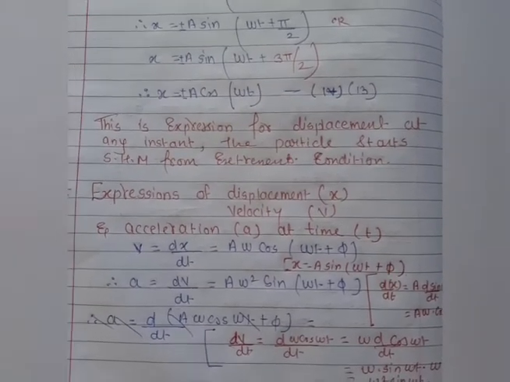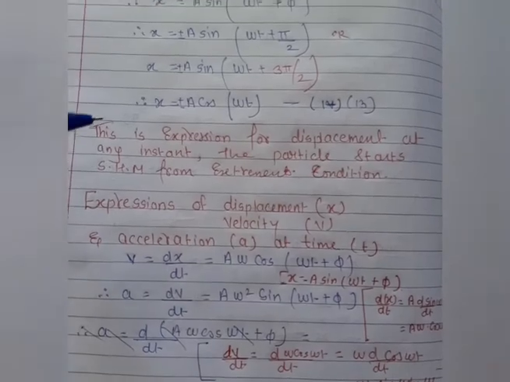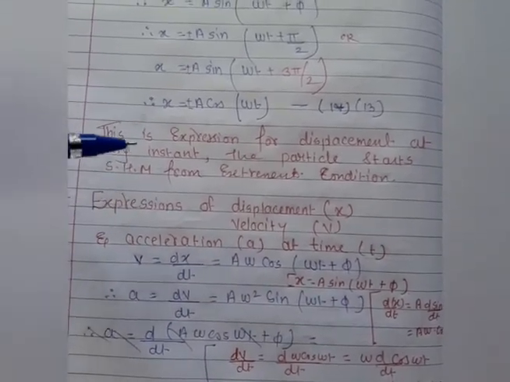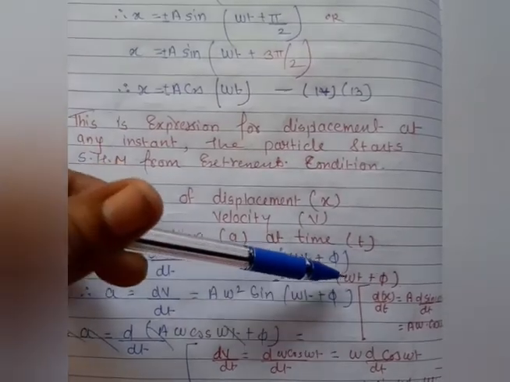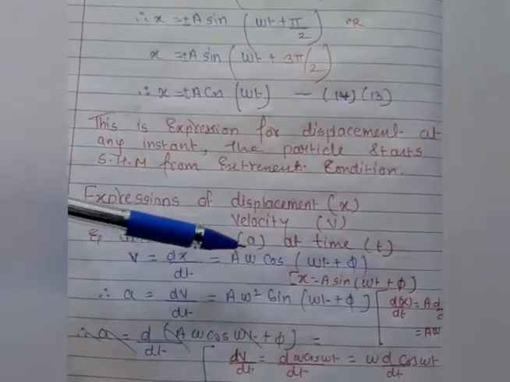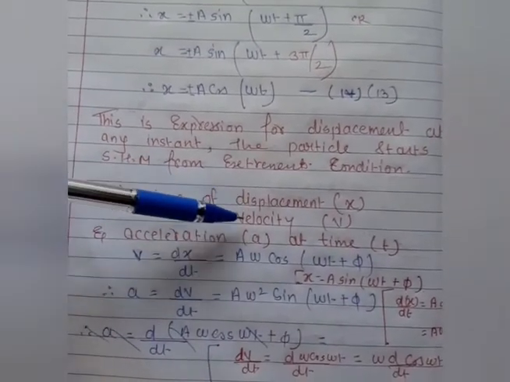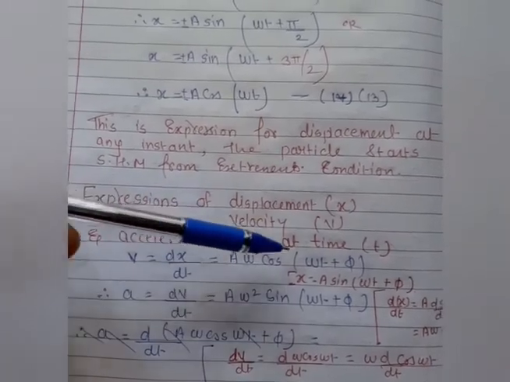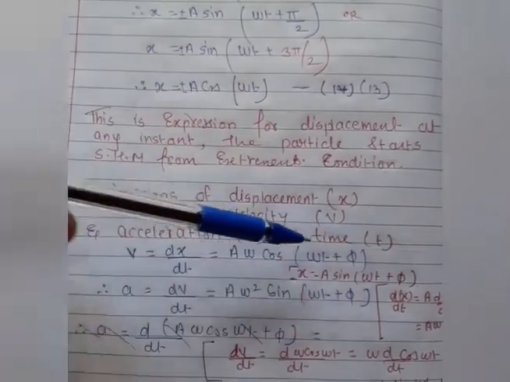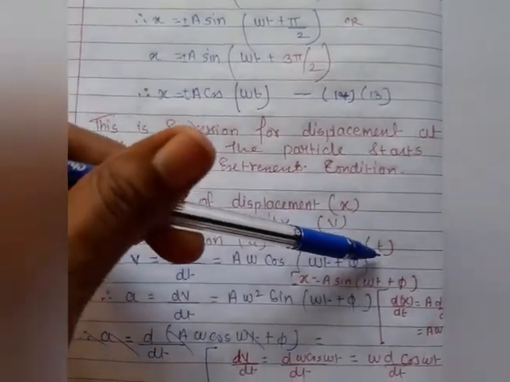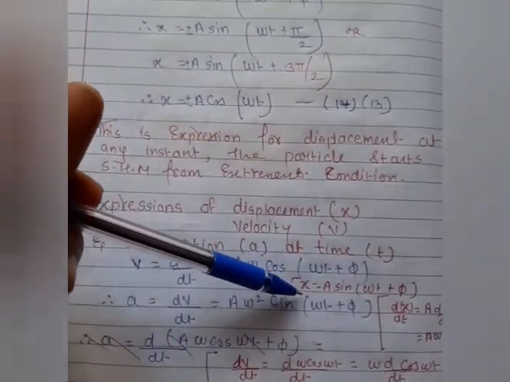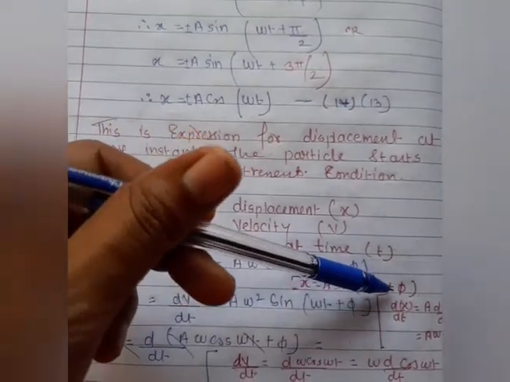Welcome back students. Let's continue with the help of the previous condition, that is, displacement is equal to a sine omega t plus phi. So we have to find out the displacement, velocity and acceleration conditions at an instant of time t. So it means we have to differentiate this equation with respect to time, and the initial formula is displacement, that is a sine omega t plus phi.